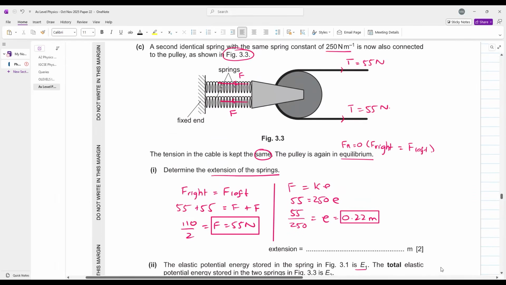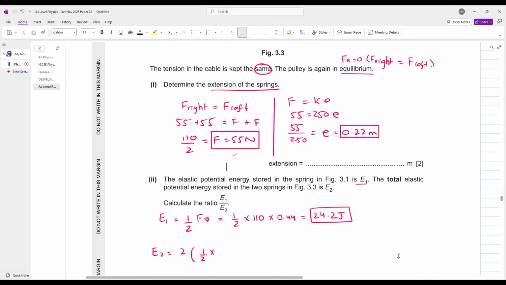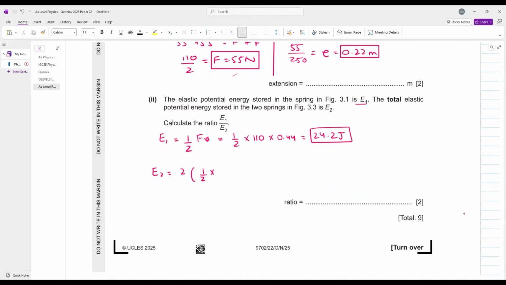Beta कितनी force लग रही है? When you have two springs, how much force do you have? 55. Extension is 0.22. 55 into 0.22. Perfect. And sir, why have you multiplied 2 here? क्योंकि हमने total elastic potential energy निकालनी है. दोनों springs की elastic potential energy निकालनी है. 2 gets cancelled out. E2 comes out to be 55 into 0.22, 12.1 joules.